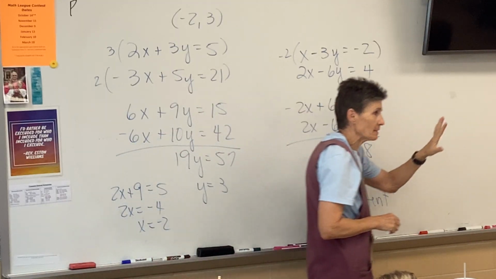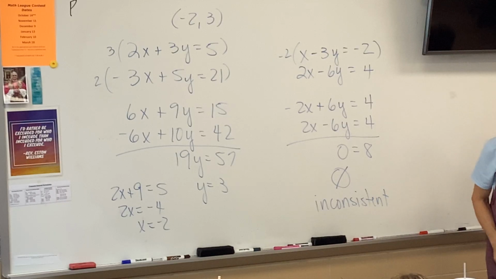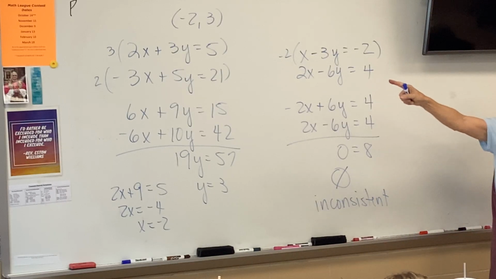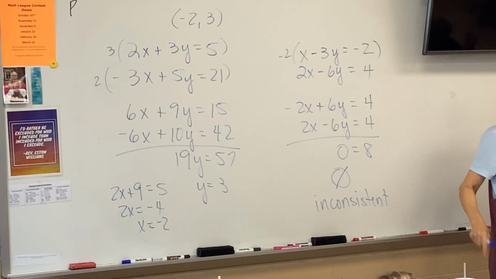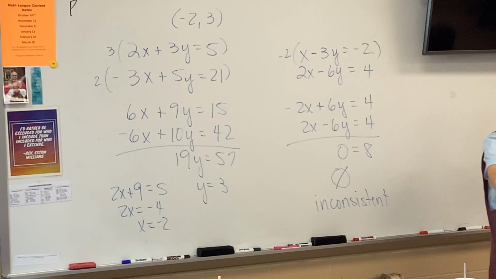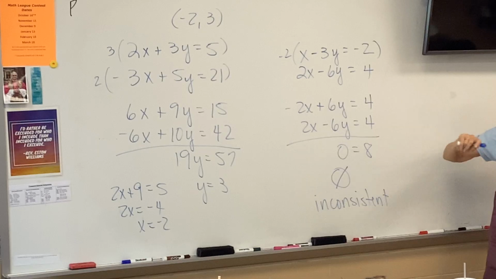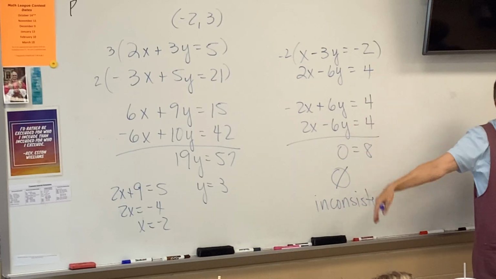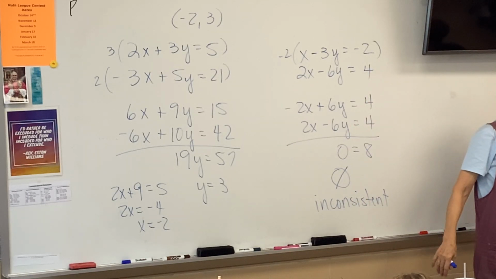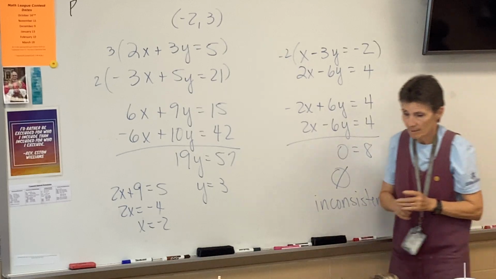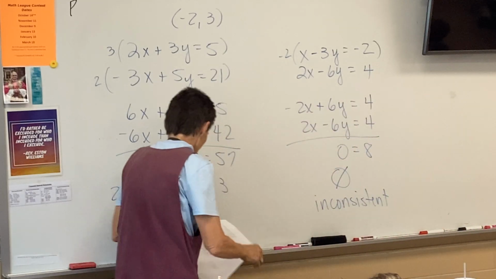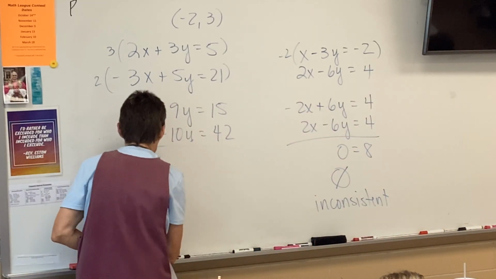Did you guys have time to get the first one done? Did you get negative 2, 3 for the first one? Remember, your answer is points. So x comma y. Negative 2, 3. I'm going to erase that. Does anybody have a question about that first one? Worked out great? Okay, keep going.